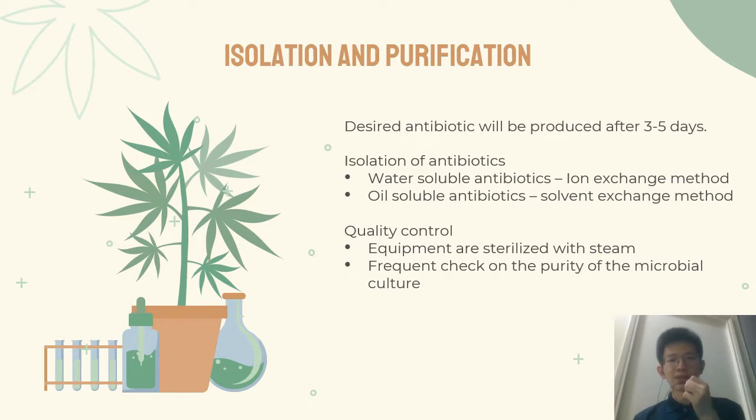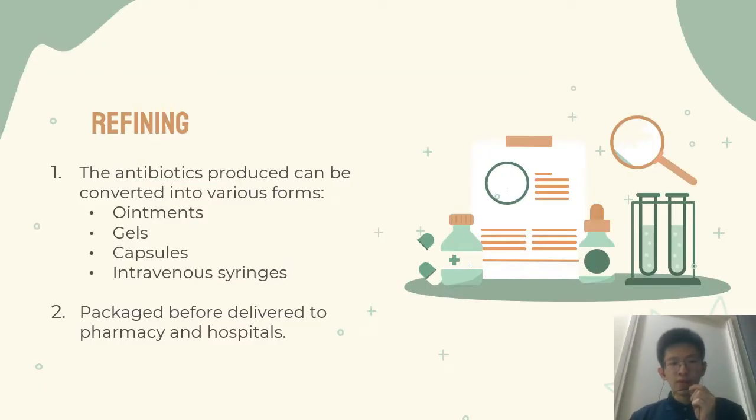Apart from that, the quality of antibiotic form is maintained by sterilizing the equipment with steam and frequent check on the purity of the microbial culture. The final step is refining. The antibiotic produced can be converted into various forms such as ointment, gel, capsule, and intravenous syringe. The converted antibiotic is packaged before being delivered to pharmacy and hospital.